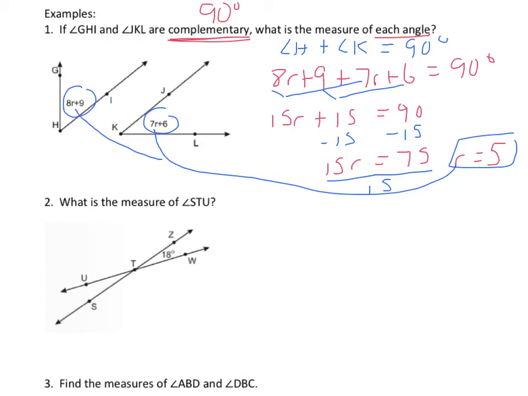So that means we would say 8 times 5 plus 9. And here we would say 7 times 5 plus 6, which gives us 49 degrees for that whole angle and 41 degrees for that angle. So a little bit of work on that one, but again, a great example of having information without it being told specifically.